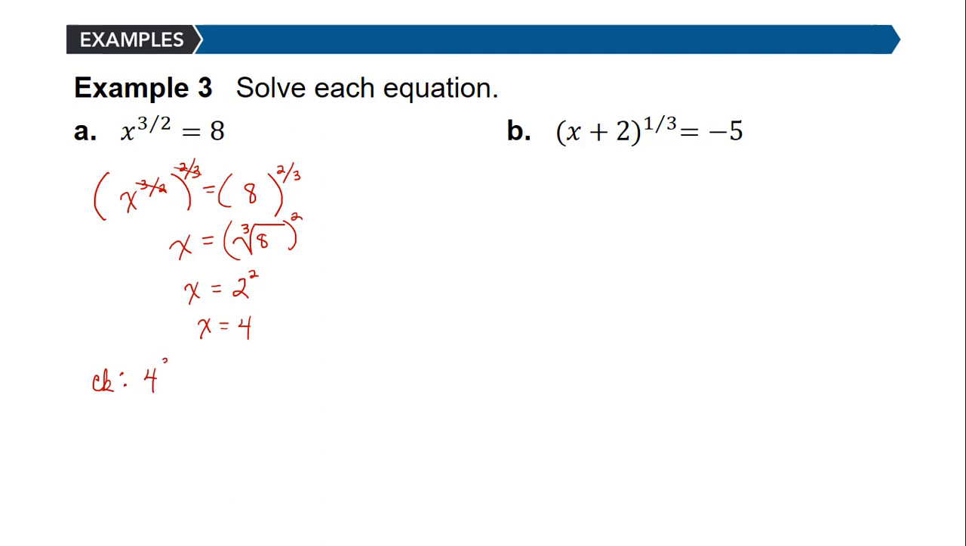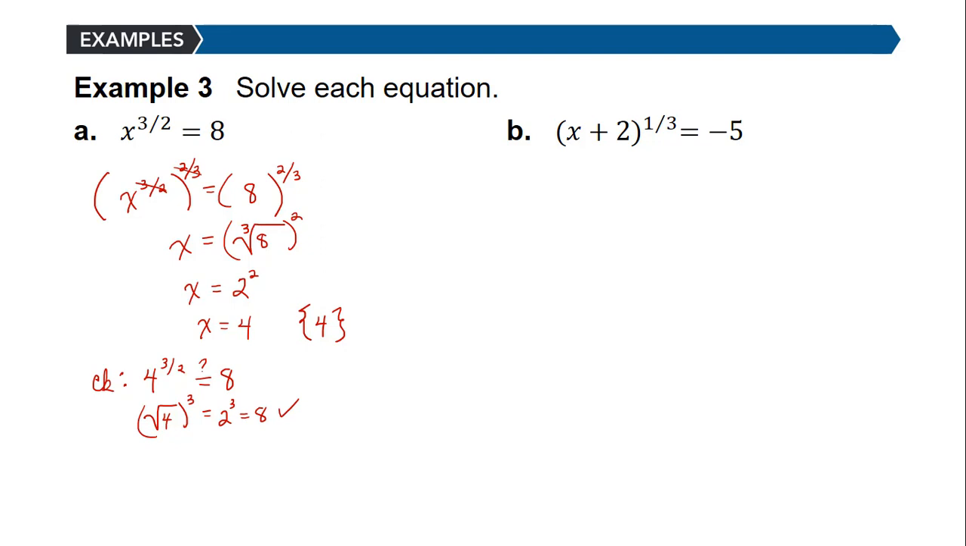Is 4 to the 3/2 equal to 8? Well, 4 to the 3/2 means to find the square root of 4 and then cube. The square root of 4 is 2, and 2 cubed is equal to 8. So that checks. Therefore, the solution set is the set containing 4.